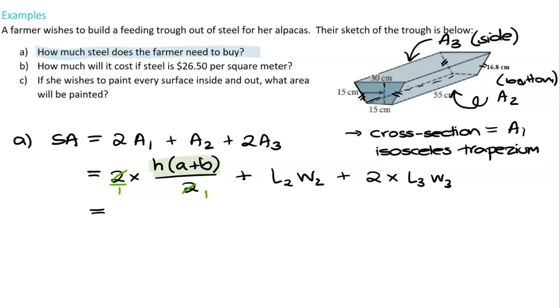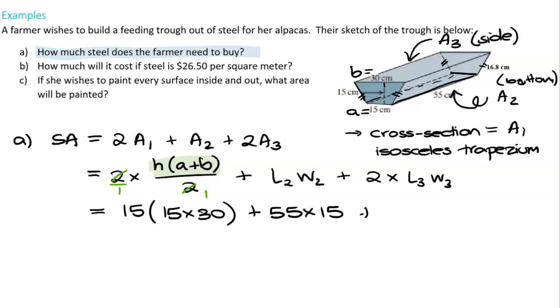Now, the height of that trapezium is this lovely length here, which is 15 centimeters. So it's going to be 15, and remember A and B are the parallel sides. I like to make the smaller one A and the larger one B, but it really doesn't matter. So 15 times 30. Now the length and width of rectangle 2, we said that was the bottom. The length is going to be 55, and what's this width here? Hopefully you can see that's 15 centimeters. Now we need two lots of the length and width. We said before that the length and width of area 3, which was our side, was 55 and 16.8 respectively. Let's put that into our calculator.